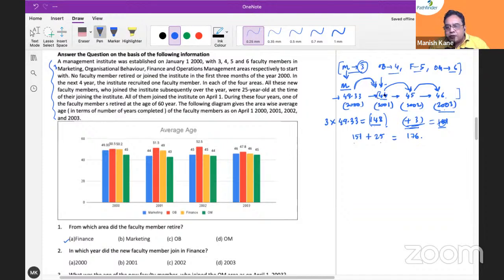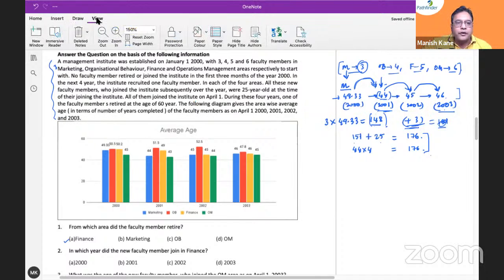And next year, the average is 44. So what is 44 into 4? It is also 176. Which means our assumption was absolutely right. So in marketing, somebody has joined in the year 2001. So one thing is sure, that in marketing, somebody joined in the year 2001. So that part we have been able to deduce.